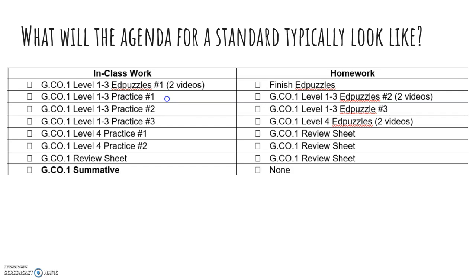The next day in class, your student will get the level, in this case level 1 through 3, practice worksheet. They will do the circled problems in groups, and then they will move on to the individual problems after that. If they don't finish that in class, they would need to finish it up for homework, in addition to the next Edpuzzle or Edpuzzles.